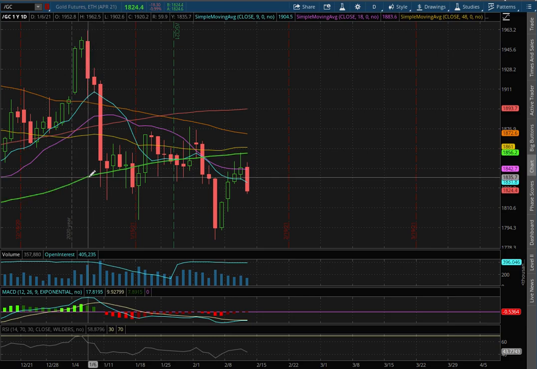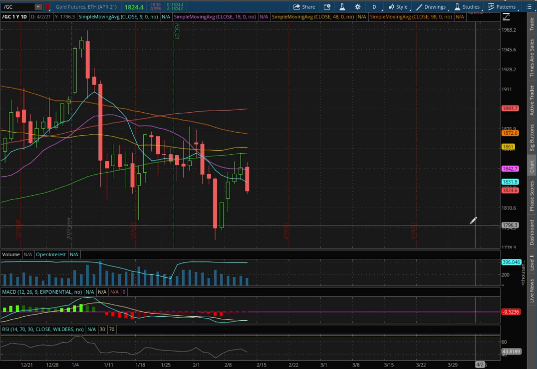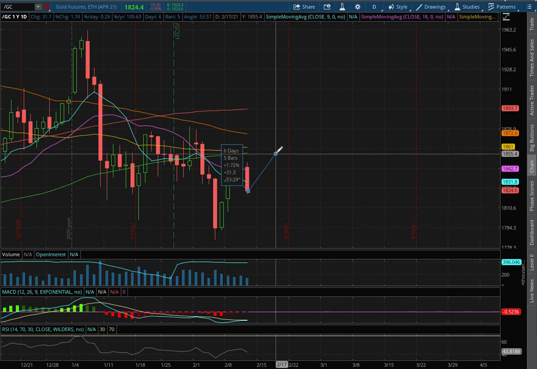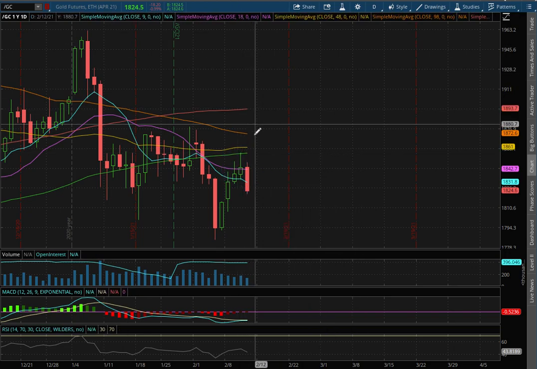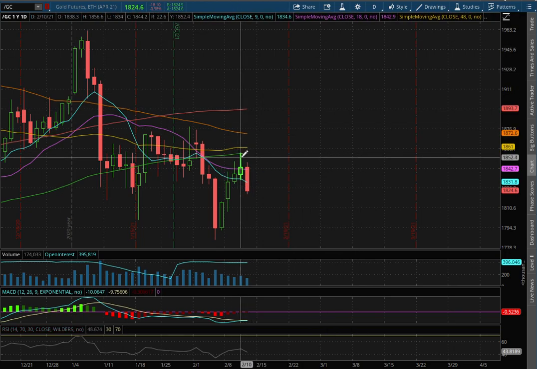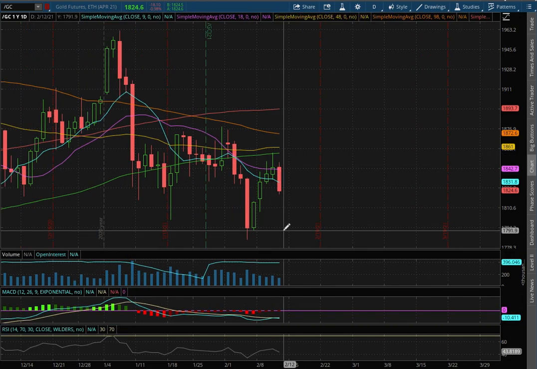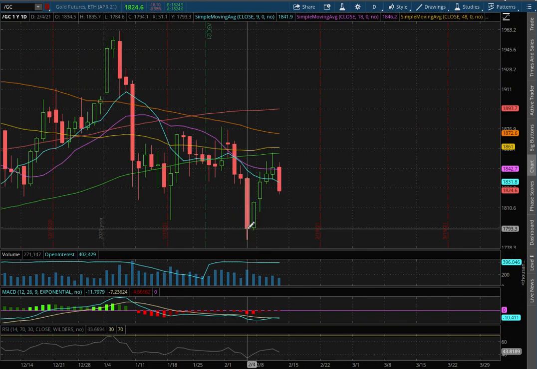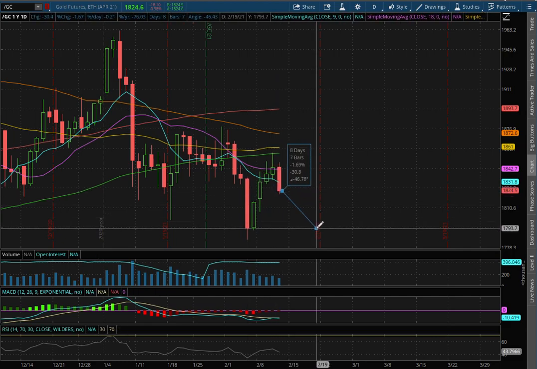of $1,856. If we were to test that resistance, that price movement to the upside is roughly around 1.8%. And we failed to close above it as indicated with February 10th. And as for support, that'll be where you have the lows made back in February 4th at around a price of $1,793. If we were to test that support, that price movement to the downside is roughly around 1.7%.